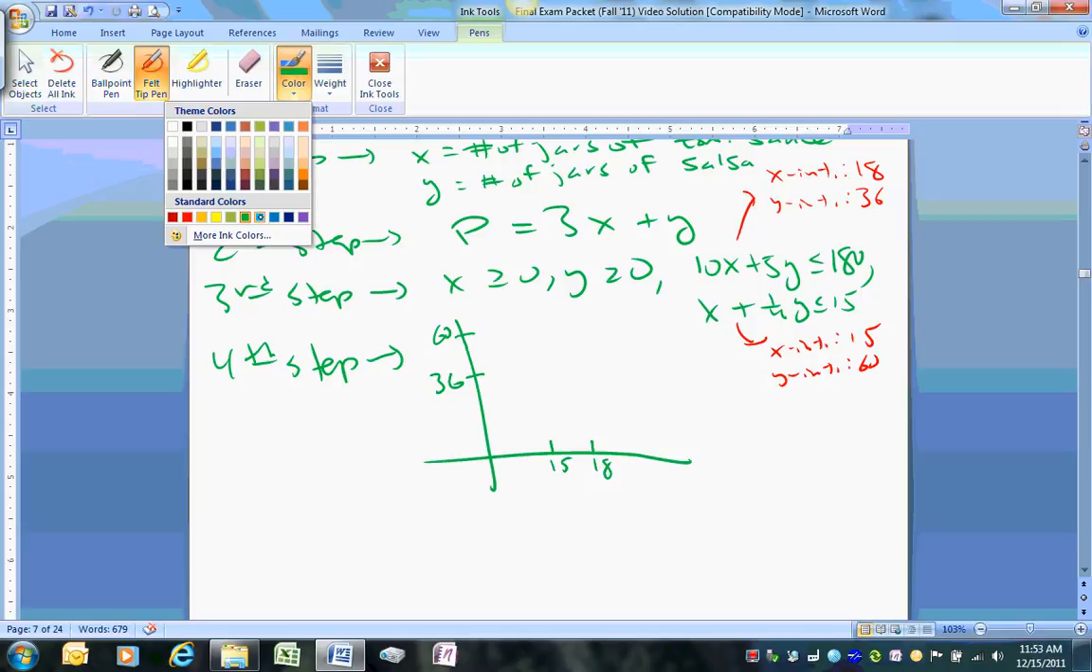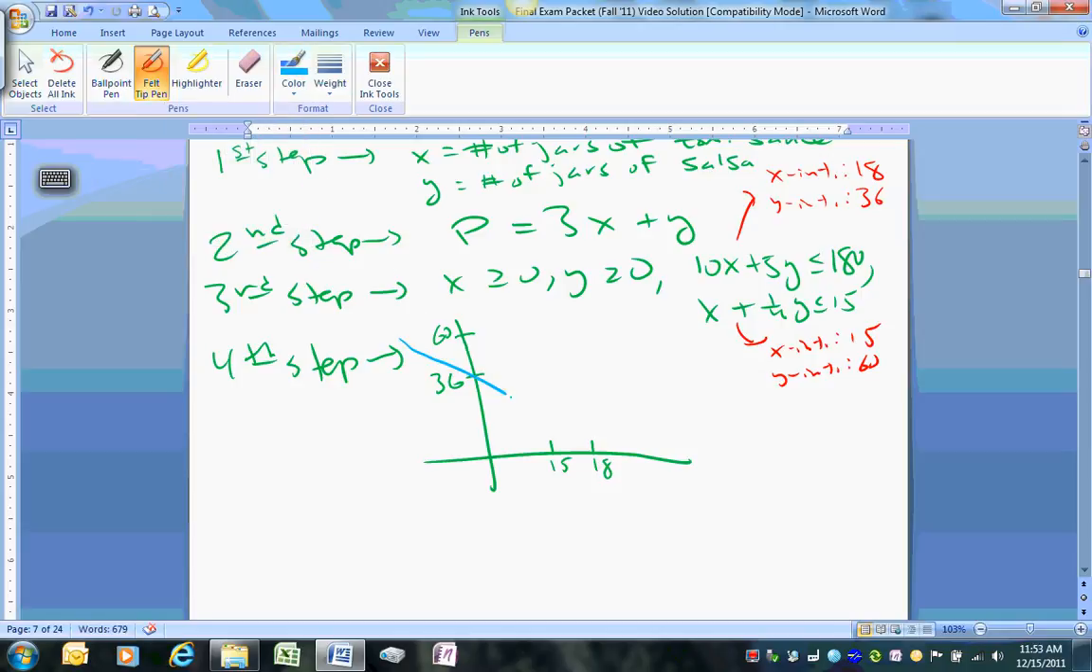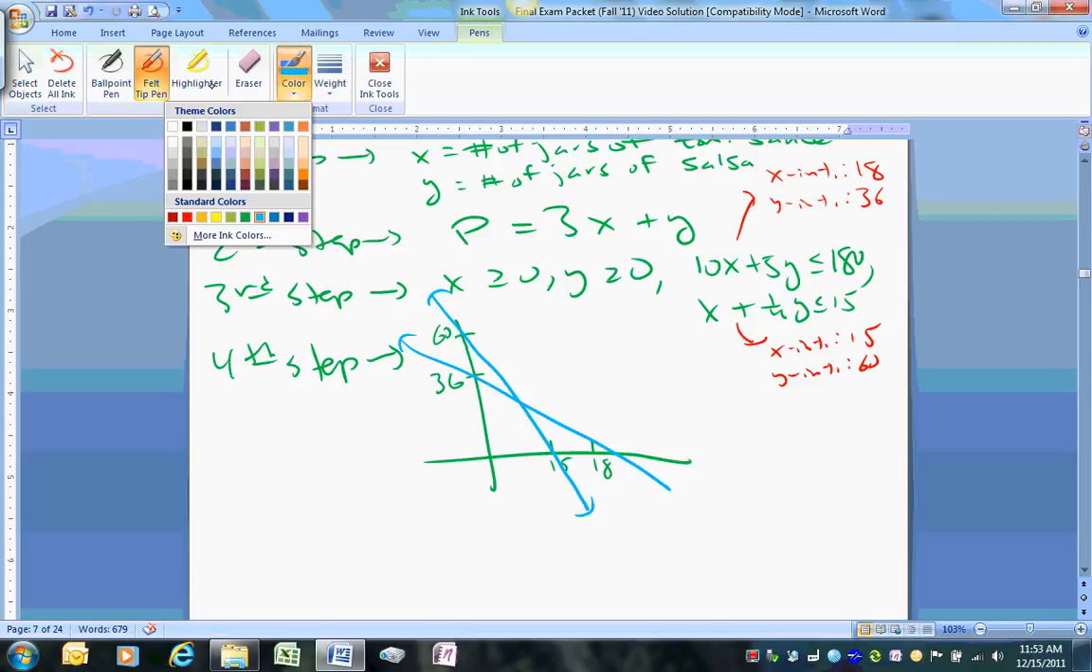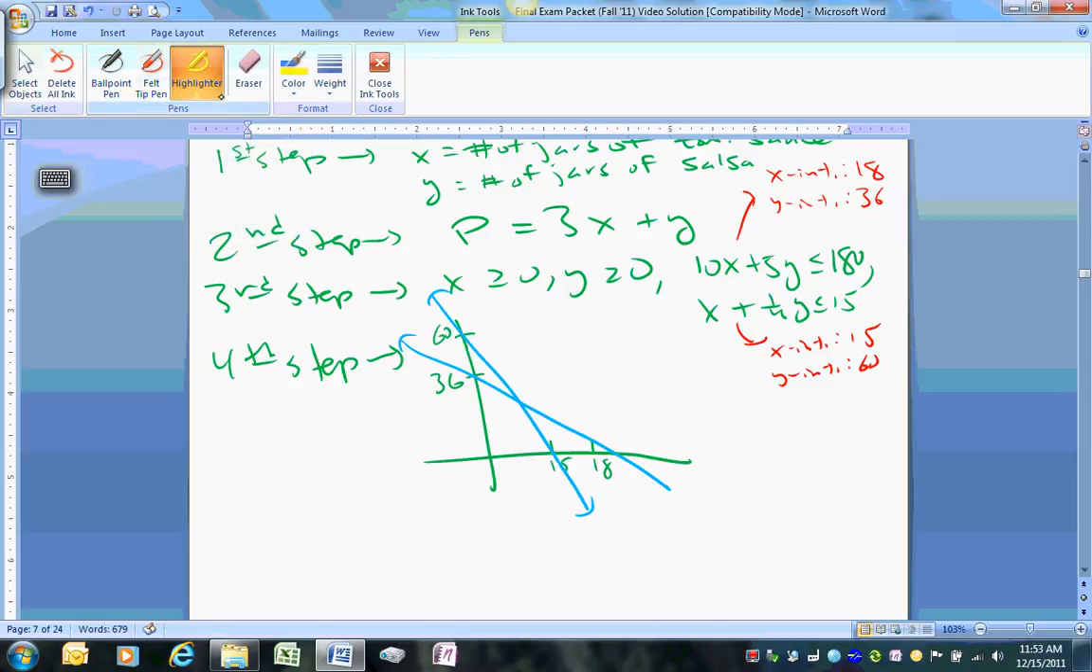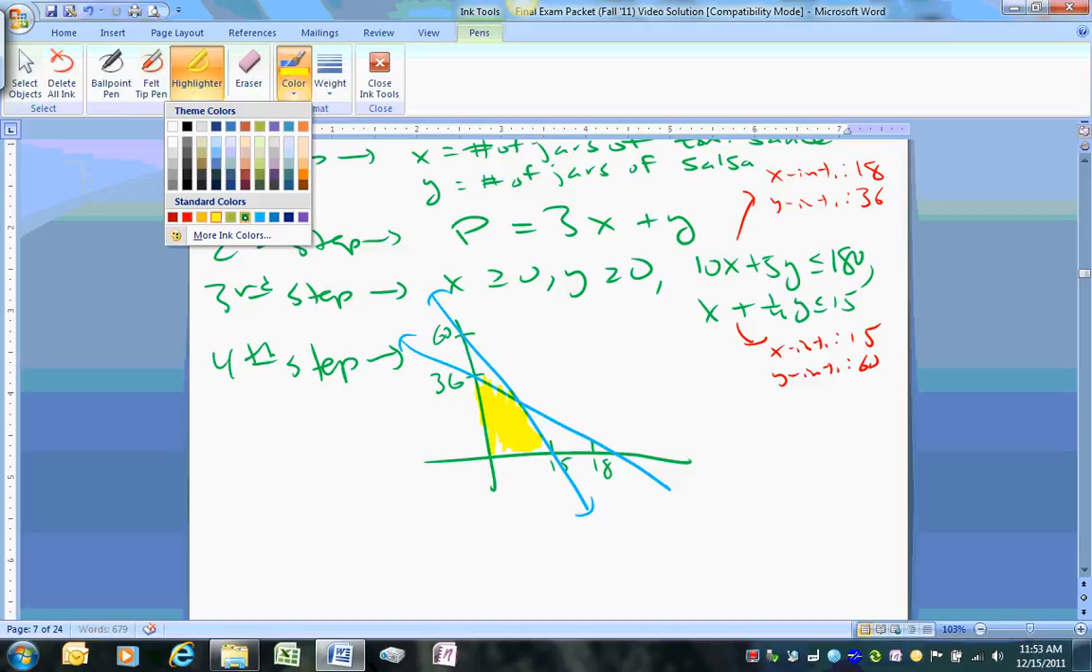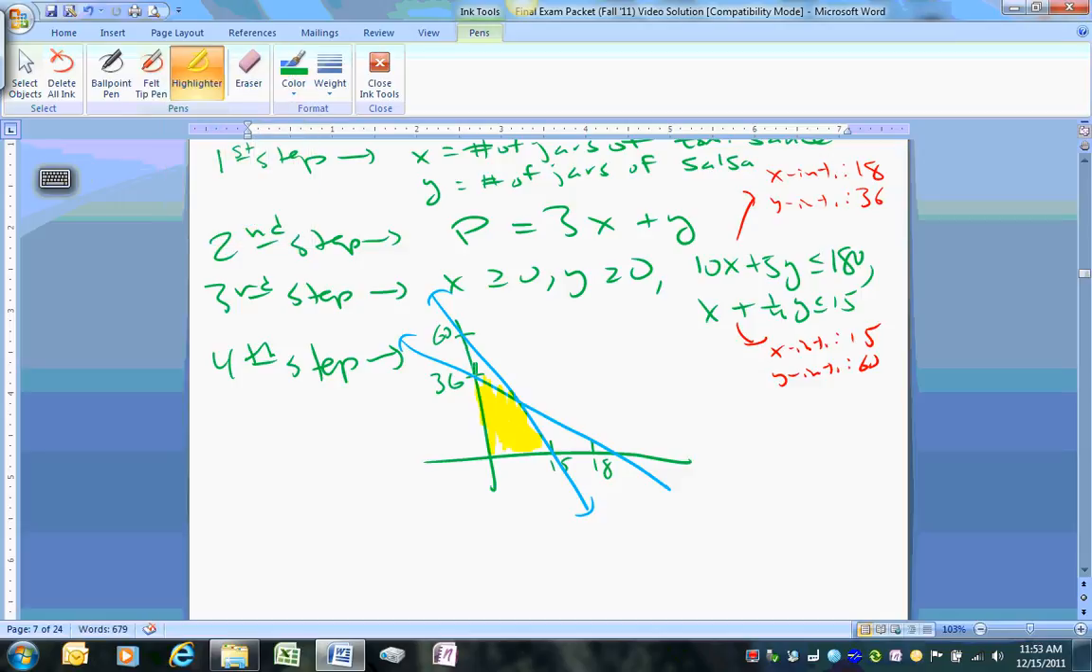Change up colors again. Let's go light blue. So you have that one. You have that one. Ooh, that's really good. I was pretty accurate there. Shading. We'll use the yellow highlighter. It's kind of fun to use yellow. Set your shaded region. Okay, back to green again. And these are your corners.